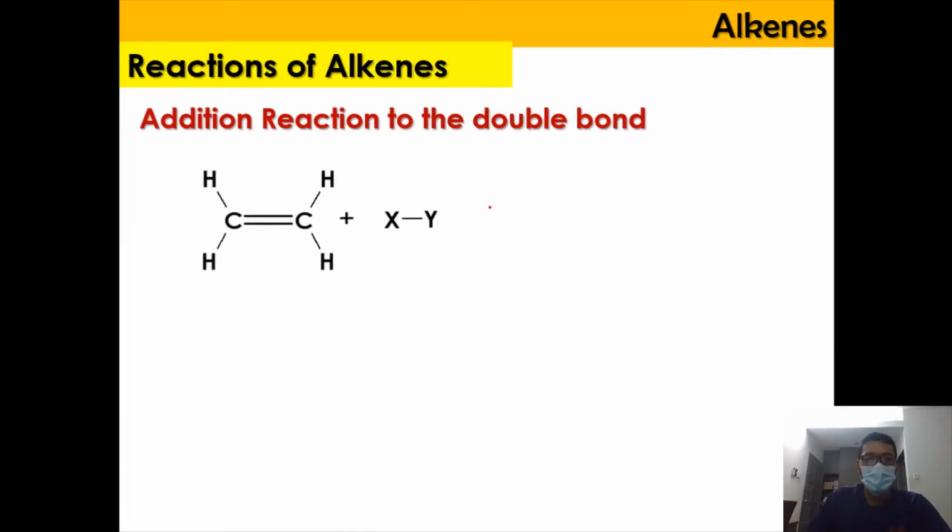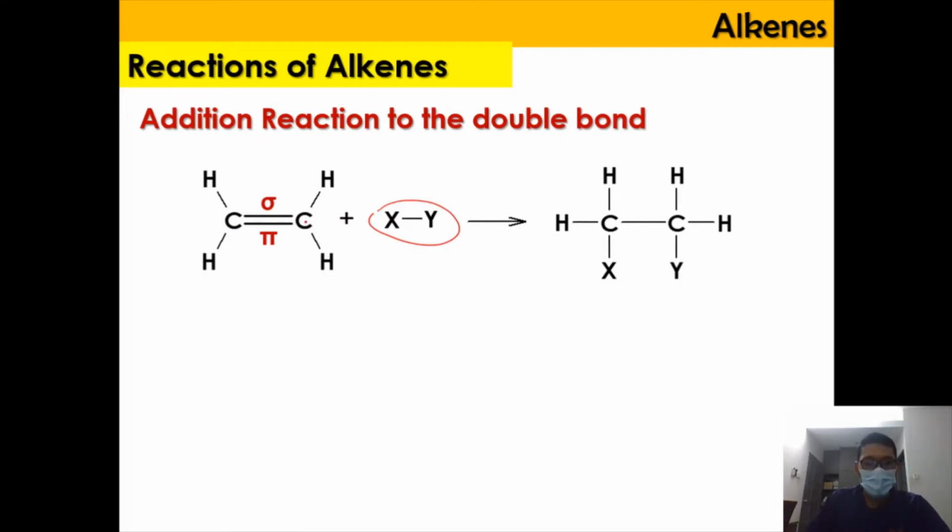Okay, now if we have the structure of alkene and we're adding a substance X and Y, by using the addition reaction, X is going to be inserted in this region and Y is going to be inserted at the other carbon. You can write it as X and Y here, or since they are symmetrical, you can also flip it to become Y and X here. So it doesn't matter.